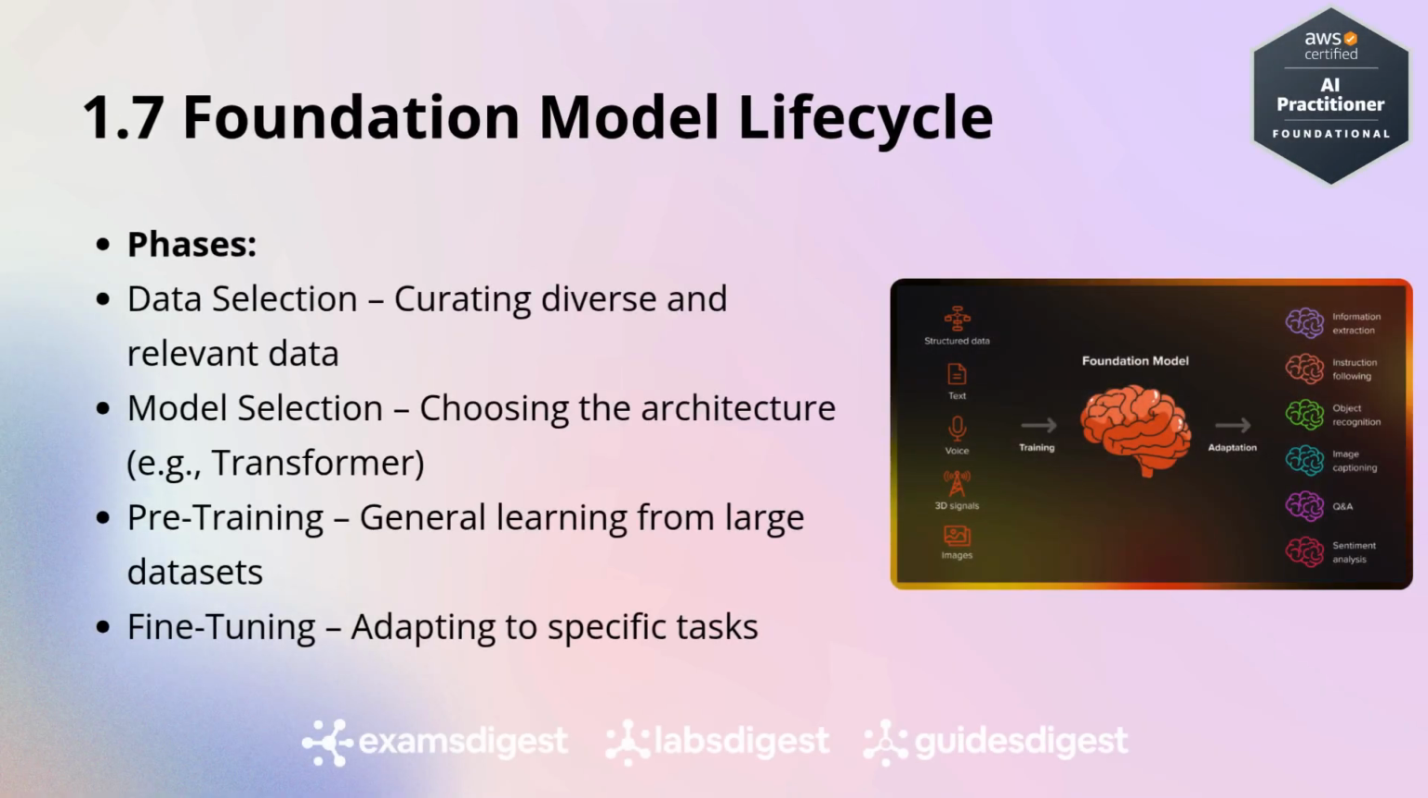But how do these models come to life? That's where the foundation model life cycle comes in. It starts with data selection, gathering diverse, high-quality datasets. Next is model selection, where we choose the right architecture, like a transformer. Then we move into pre-training, where the model learns general patterns from massive data volumes. This is followed by fine-tuning, where it's customized for a specific domain or task.